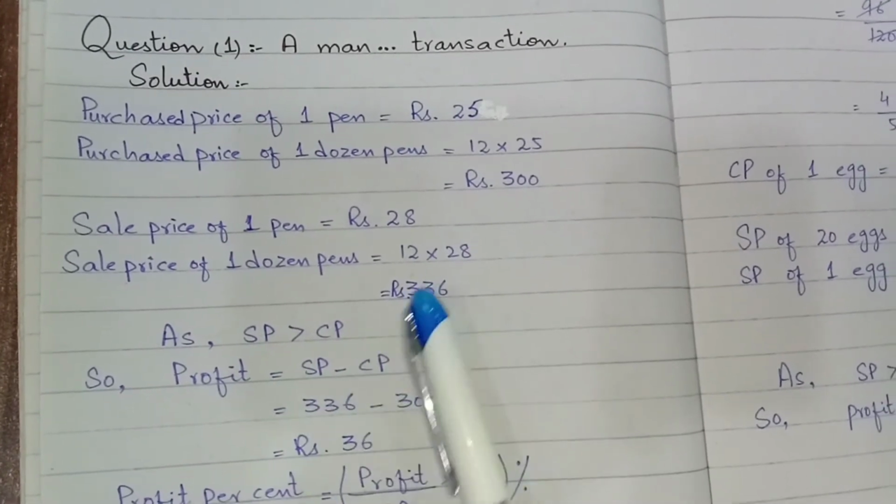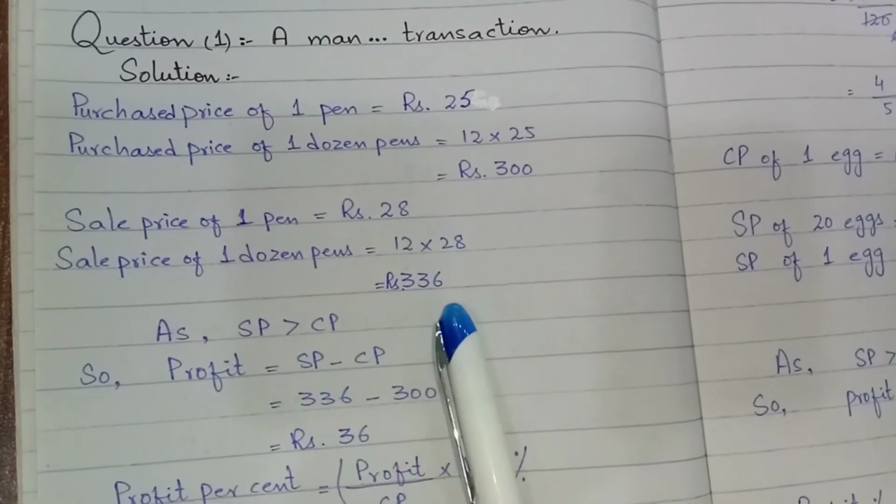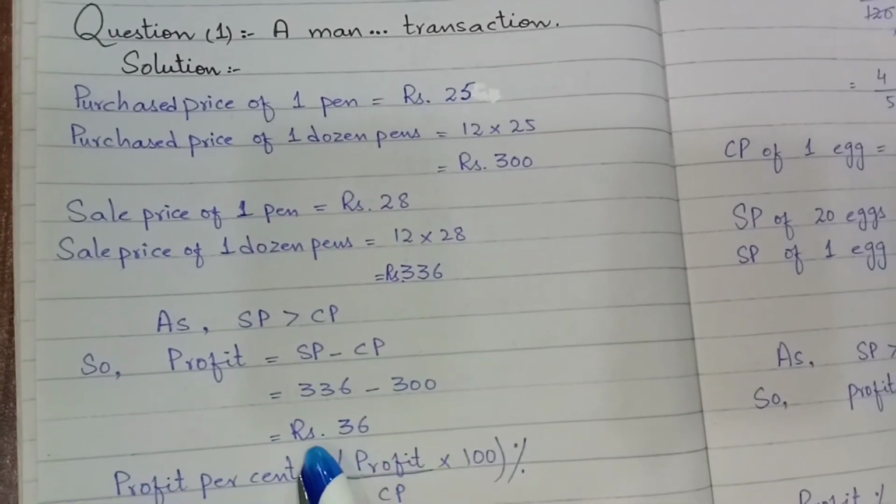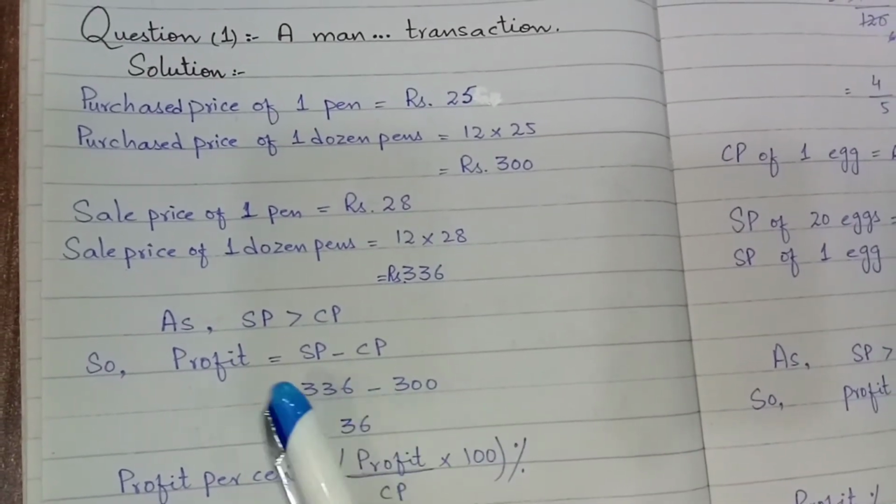You have to subtract cost price from the selling price. 336 minus 300 and we get ₹36. So 36 rupees का उसे profit हुआ.